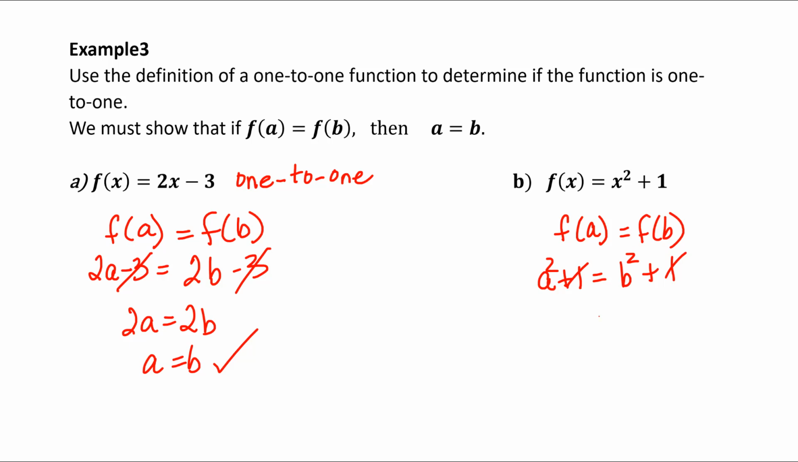Well, if we subtract 1 on both sides, we're going to have a squared equals b squared. We'll have to take the square root on both sides now to get a by itself, and that will be a equals plus or minus b. This does not guarantee that a has to equal b. It could also equal negative b. So this does not live up to the definition of a one-to-one function.